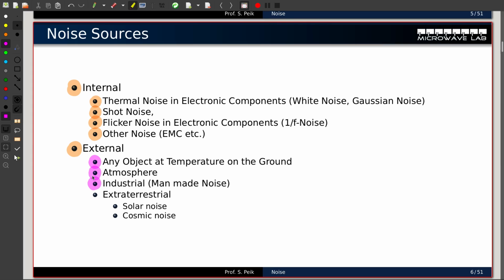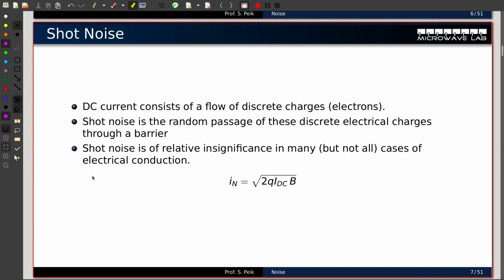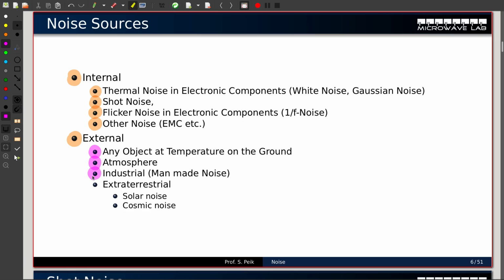You may remember when you're sitting somewhere with your FM radio, and there's a scooter driving by, and you hear this funny noise in the radio. That's man-made noise. And then also something very exotic, but not negligible in our case, the so-called extraterrestrial noise, which comes from our sun, the solar noise, and also from other suns, from other stars, which is known as the cosmic noise. I'll take a quick look at these things.